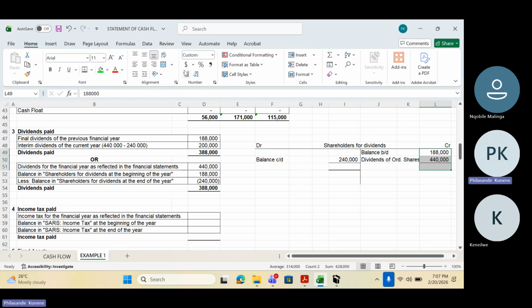And then I'm getting my total for the debit and credit side. Obviously the sides have to balance. So we're getting 628, and then I'm going to have my bank here, which is going to be this one minus this. Then I'm getting my dividends that were paid.